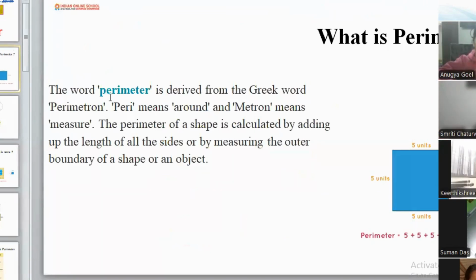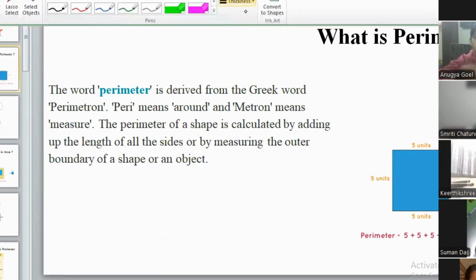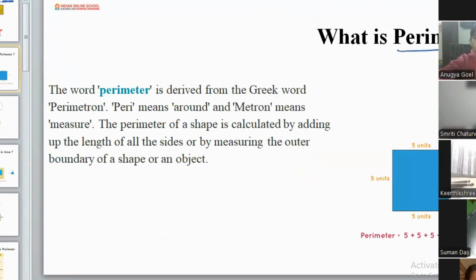The word perimeter is derived from the Greek word perimetron. Peri means around and metron means measure. So when we are measuring the sides around something, like around any field, any boundary, whatever it is, that is known as perimeter. Perimeter is just the total distance around something, or we can say, perimeter is the boundary of certain figures. Whatever the figure is, if we need to find out the boundary, that is the perimeter. Understood, everybody?